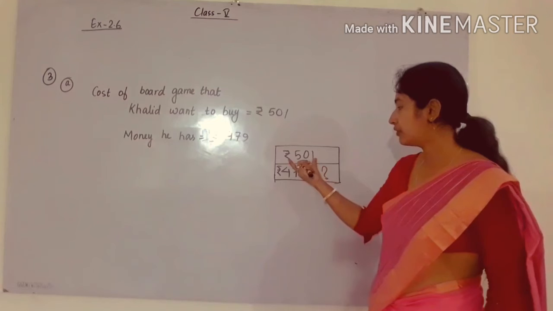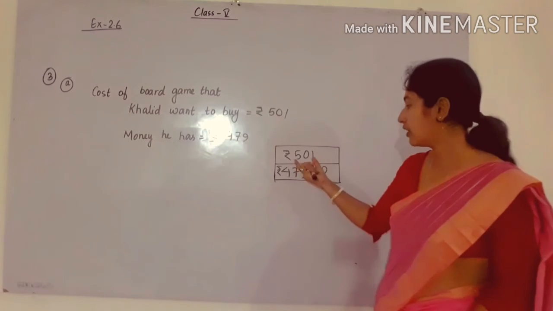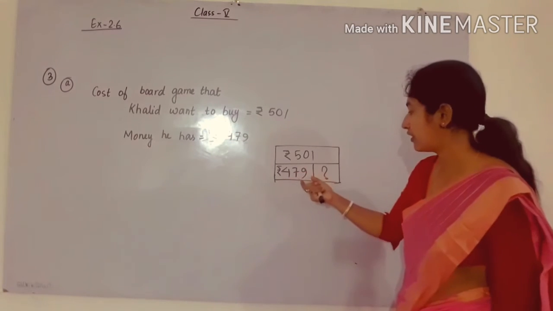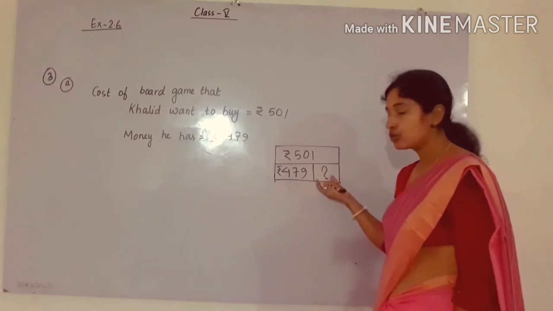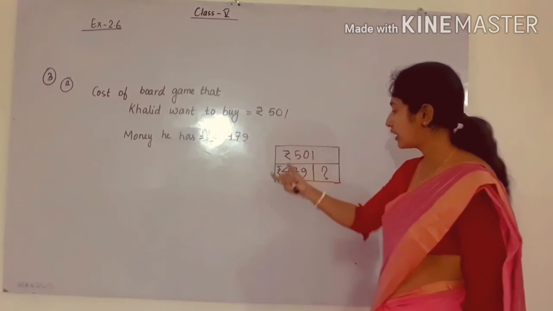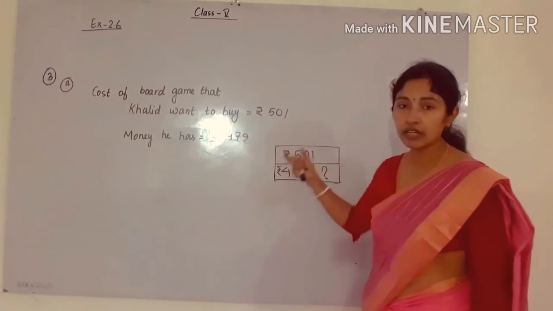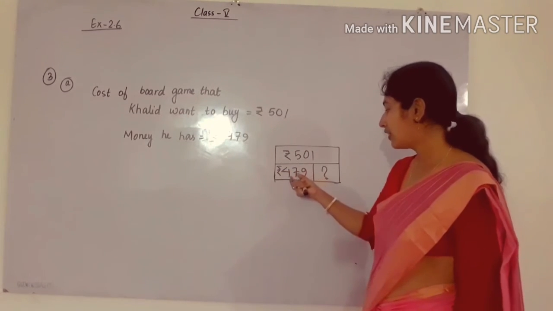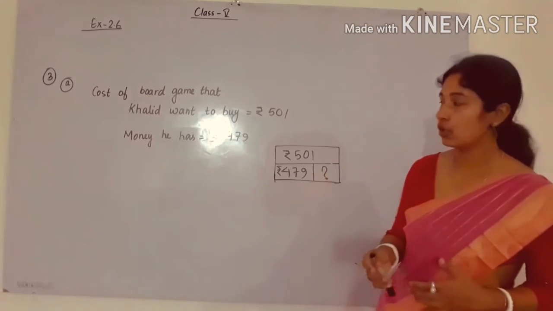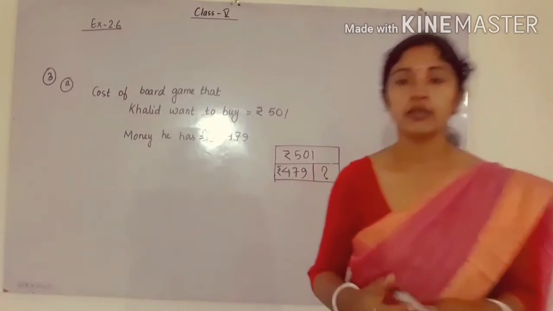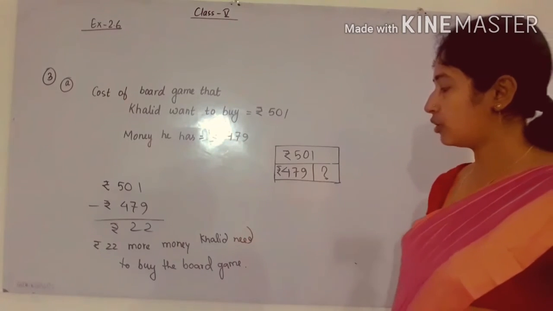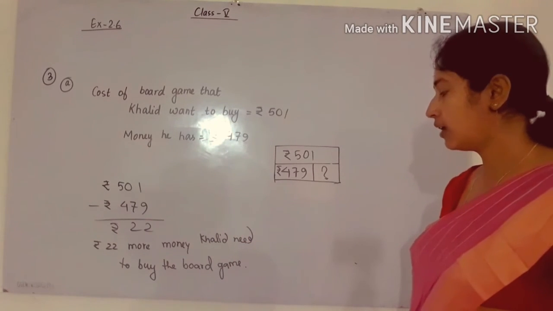The total money, that means the total cost of the board game, is given. The next is the money he has, rupees 479. Next he wants some more money. So how much money he needs, you have to find that. So clearly from this model we can say that we have to do subtraction. So by subtracting 479 from 501, we can get the answer, how much money he needs. So we have subtracted, so rupees 22 more money Khalid needs to buy the board game.